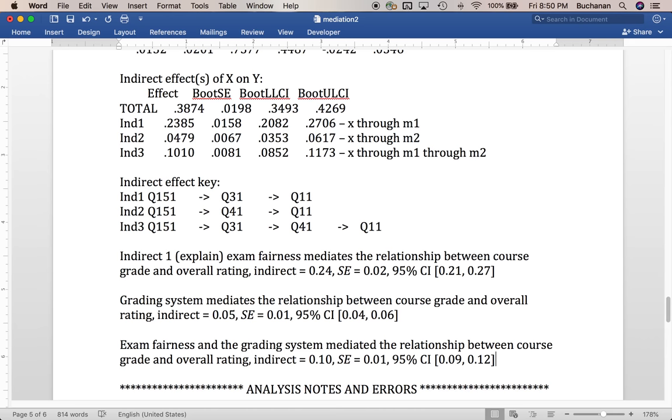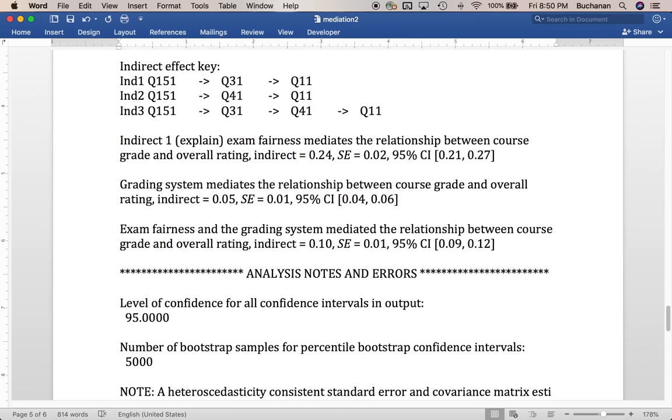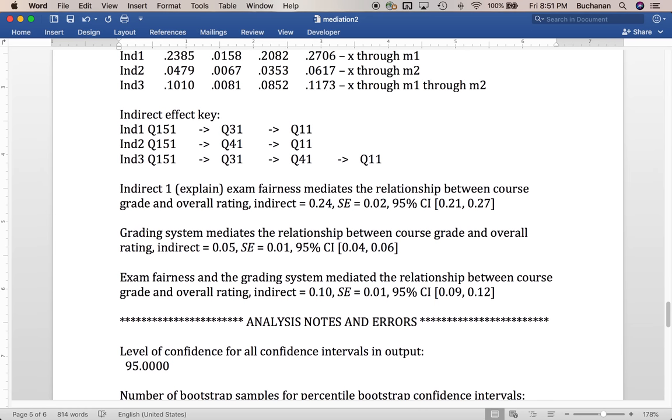But all three of them are mediating the relationship between course grade, what they think they're going to get in the course, and your overall rating of the course. So, all of that is how you would do a serial mediation model. It's model 6 with 2 mediators and PROCESS version 3, complete with data screening and power. Stay tuned tomorrow for this exact same analysis in R.